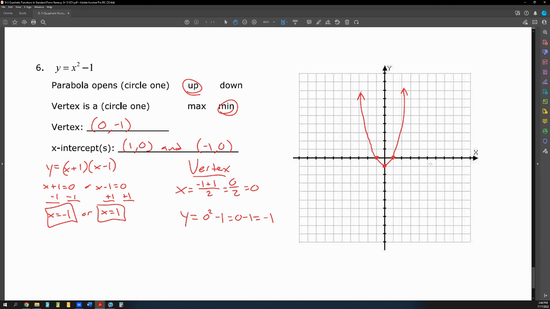All right. So this has been graphing quadratic functions in standard form, finding x-intercepts, finding y-intercept, finding the vertex, I should say.